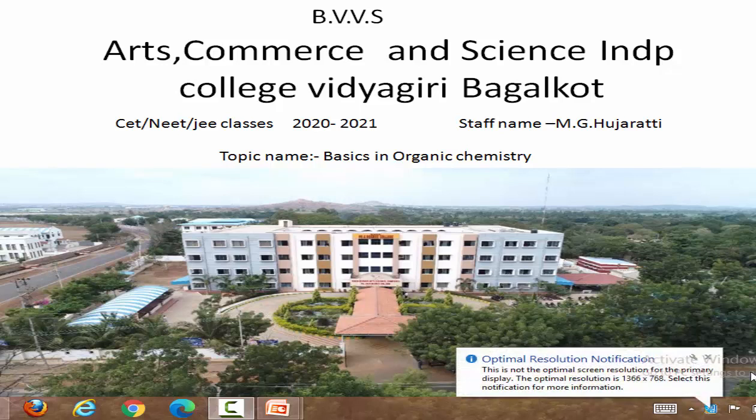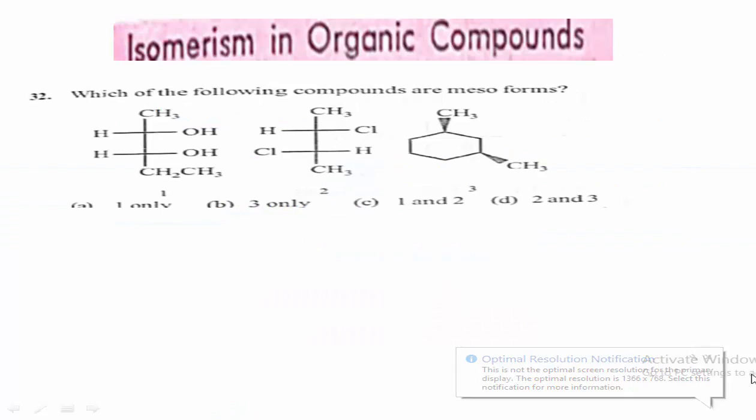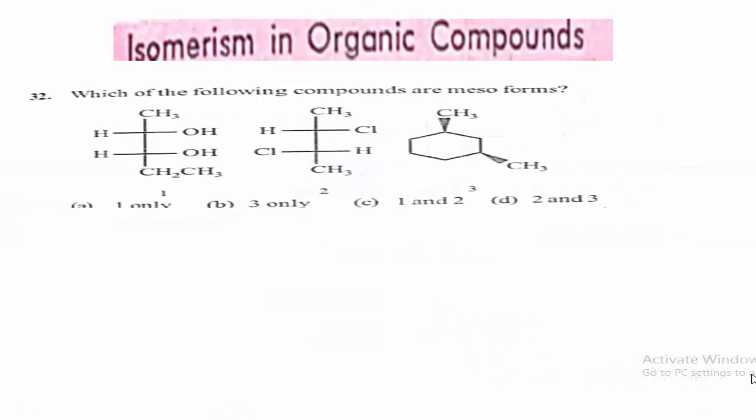In the previous video, we already discussed some multiple choice questions on the topic IUPAC nomenclature of organic compounds. In this video, I'm going to explain some more examples on the isomerism concept. Let's move with the question. These questions are based on your isomerism concept.